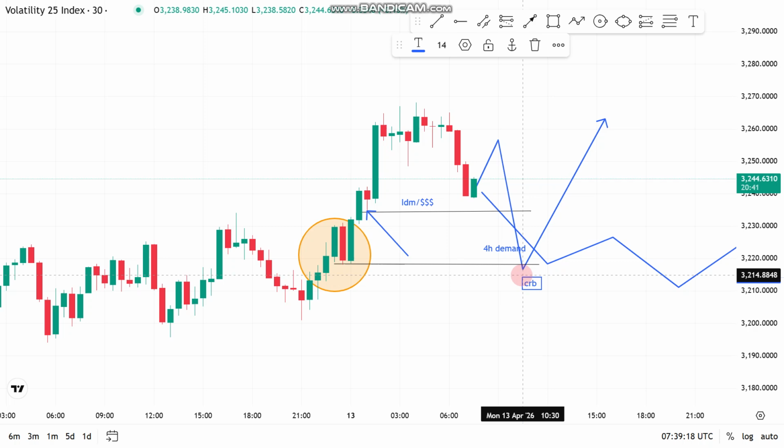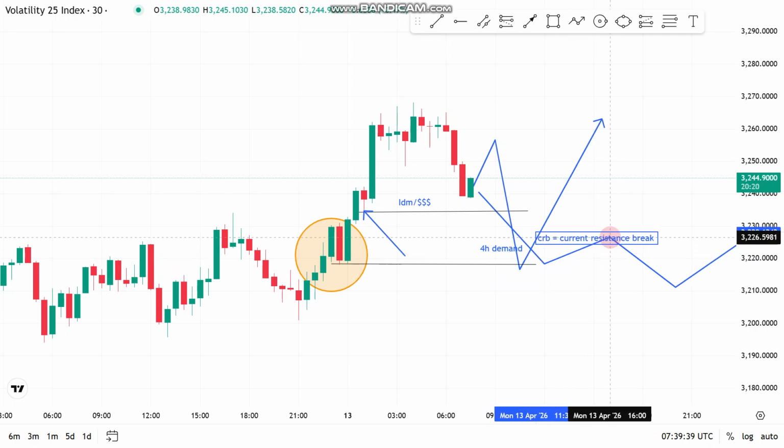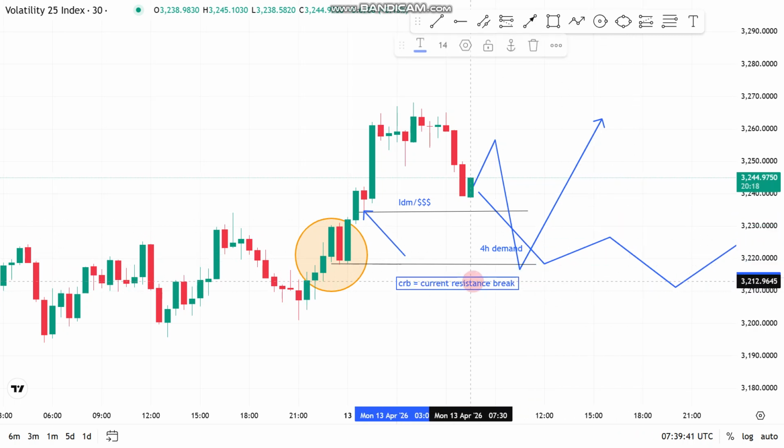For those who don't know what CRB means, CRB means current resistance break.